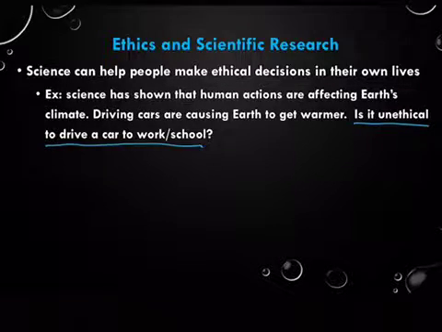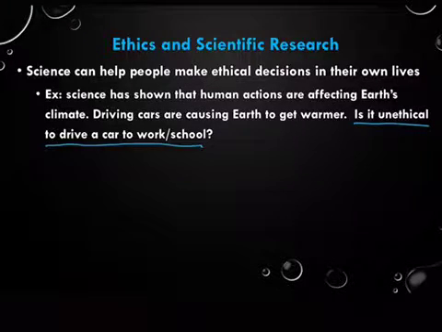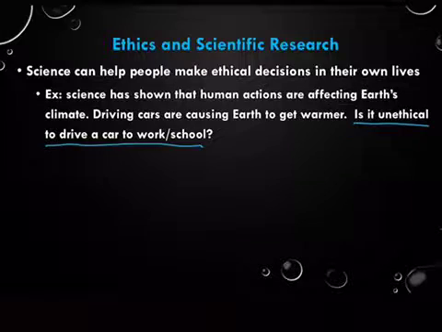So science is much more than just the scientific investigation or the scientific method. It really incorporates human ethical decisions and right and wrong as well.